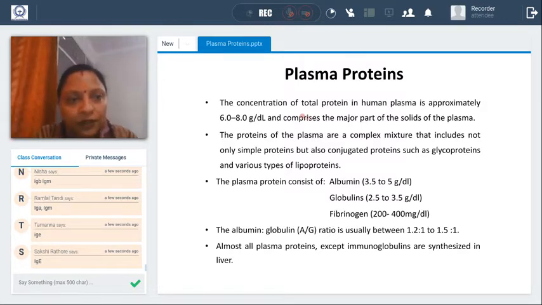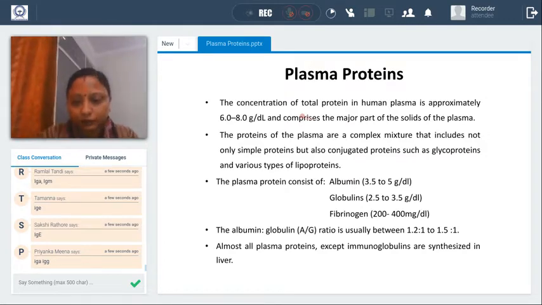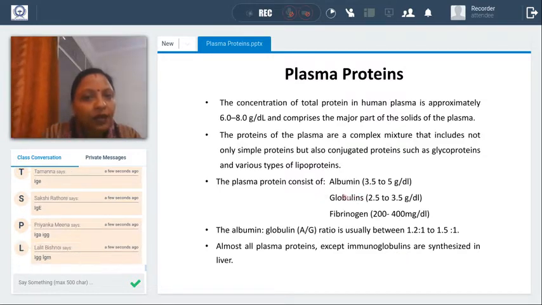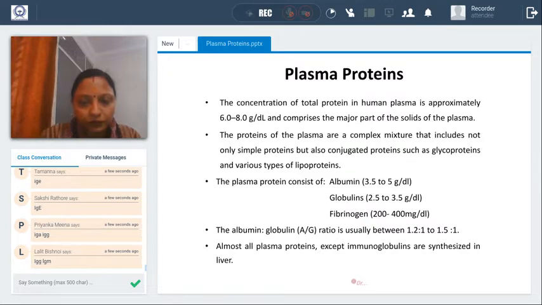Yes, am I audible to all of you? Okay, good. So major plasma proteins are albumin, globulins, and fibrinogen. Almost all plasma proteins except immunoglobulins are synthesized in liver.